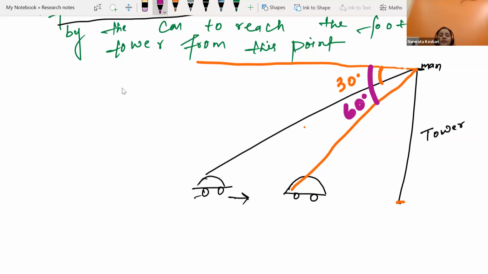Is it clear so far? To cover this much distance, the car has taken 6 seconds. This information was given in the question, I am not writing it by myself. Coming from there to there, the car has taken 6 seconds. We know that, right?